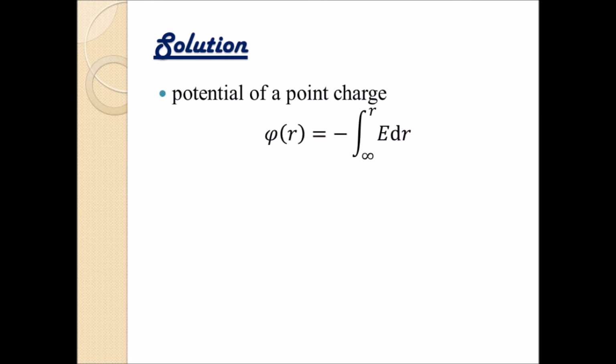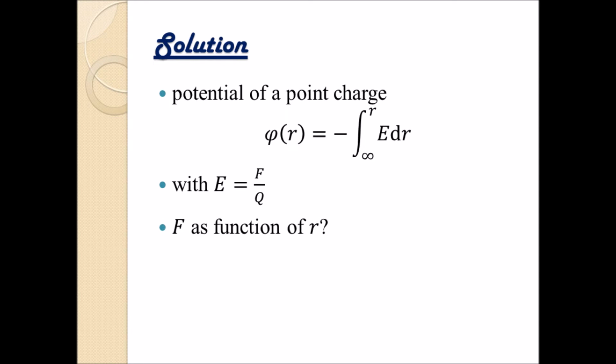So how can we solve this problem? The potential of any point charge, phi, is a function of the distance r from the point charge. And it's equal to minus the integral from infinity to r over E dr. And yes, we can substitute the electric field E as F, the force, divided by Q. But, well, Q, we know it's not a function of the distance. What about F? How can we write down F as a function of r?